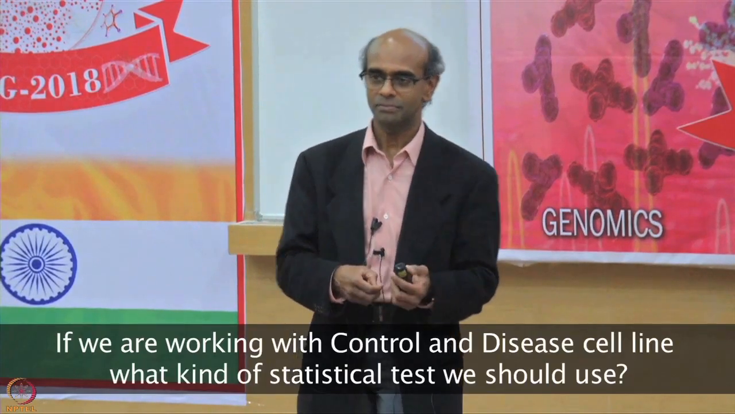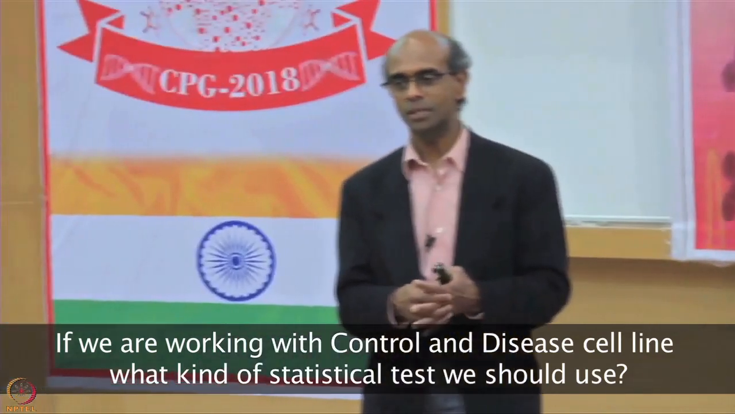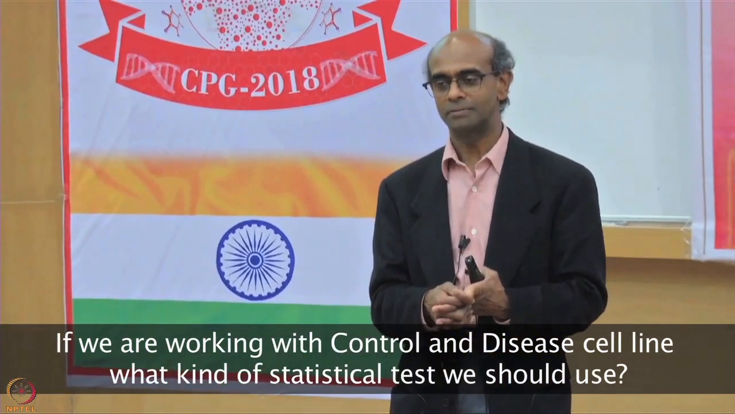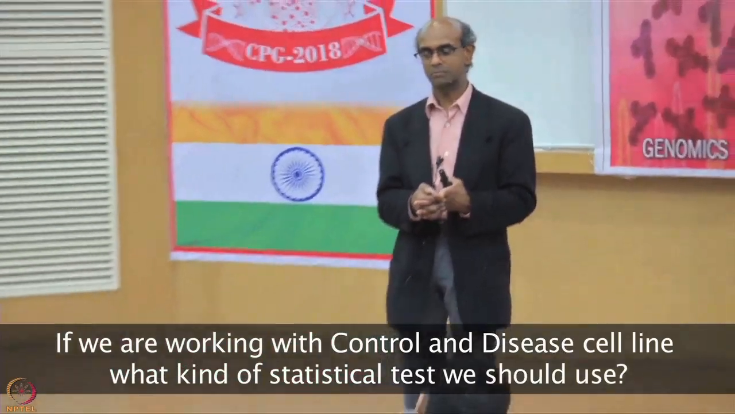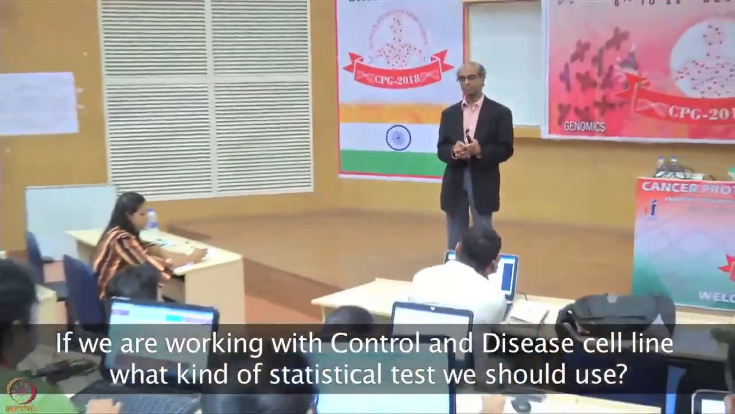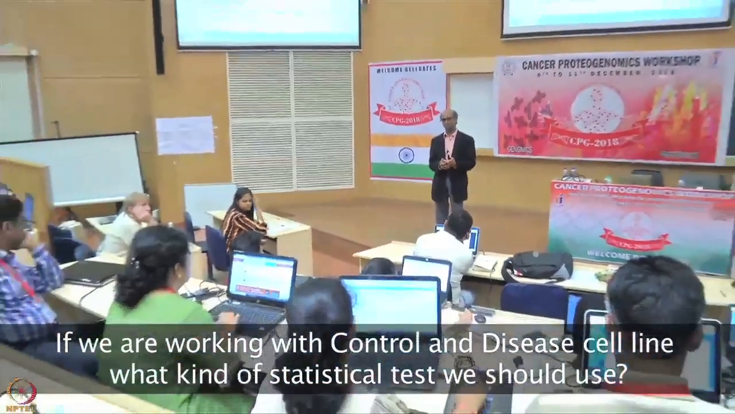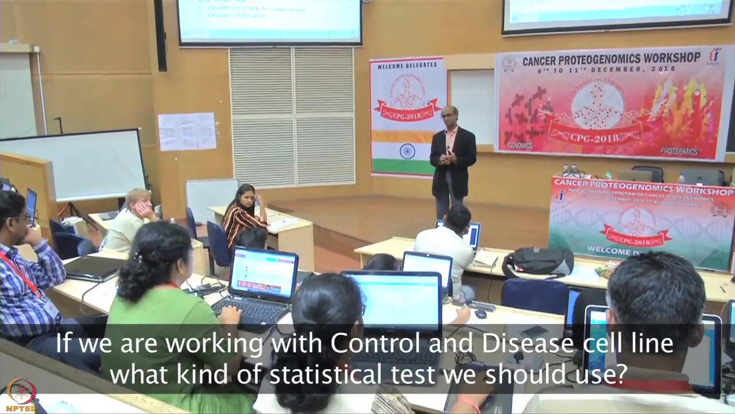If you are doing cell line based work and studying the effect of a certain drug on cell line, we have one control and one drug treated sample. And the sample size is also very small. I mean, two groups are there. So in this scenario, what should be done?